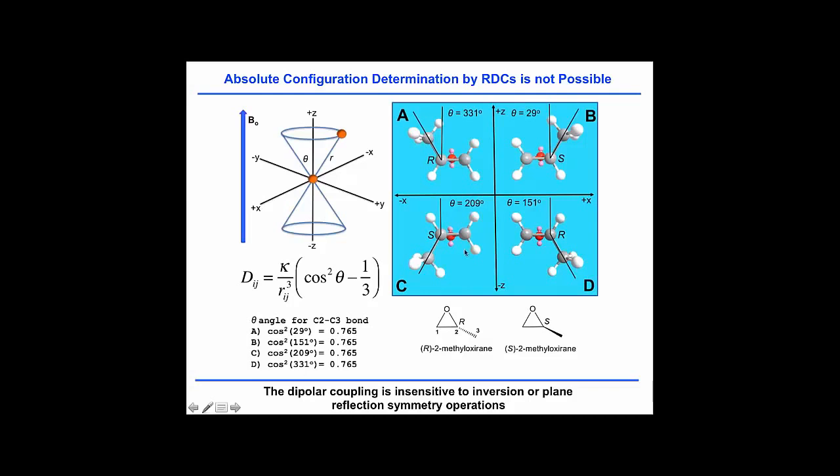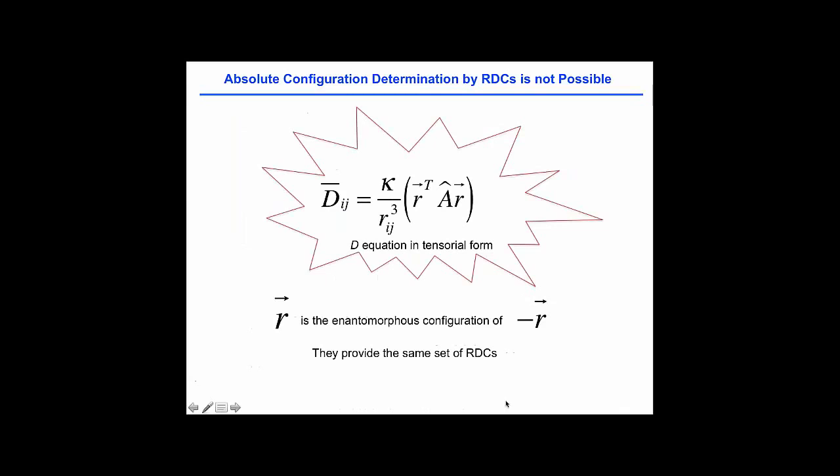So all these different orientations will give you exactly the same dipolar coupling. As I said, dipolar coupling is insensitive to inversion or plane reflection symmetry operations. Well, let's look at the same example, but with the equation in tensorial form.